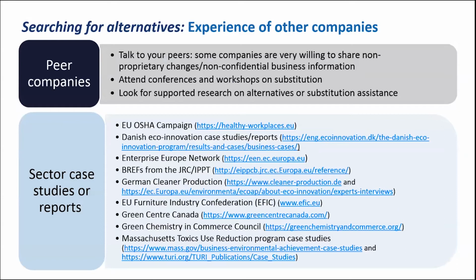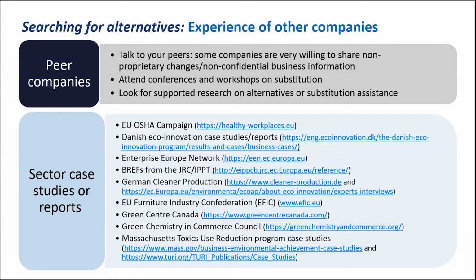Don't forget to access the wisdom and experience of other companies when you are searching for your alternatives. You can do that by talking to your peers. Look for companies that can provide information about the safer alternatives they have implemented. Really, some companies are very willing to share the non-proprietary aspects of the work that they've done with you. Continuously strive to engage in your sector networks and talk to your peers in the sector. One way to hear from peer companies is to attend conferences and workshops on substitution.